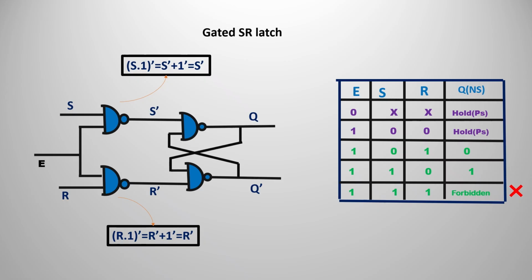You can also observe this in the truth table. So this is the truth table for the gated SR latch with the help of the NAND gates. And the last state is the forbidden state. This truth table is exactly opposite of the transparent latch truth table, because we are passing the real inputs and we are getting complement inputs, and finally we are passing the complement inputs to the latch. So let's observe that.